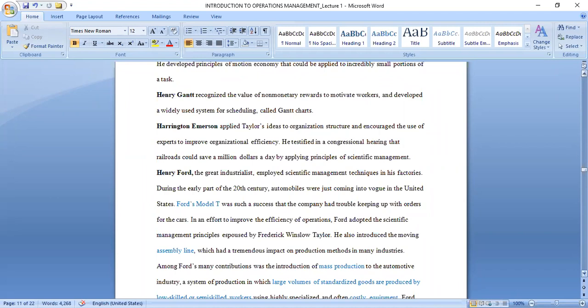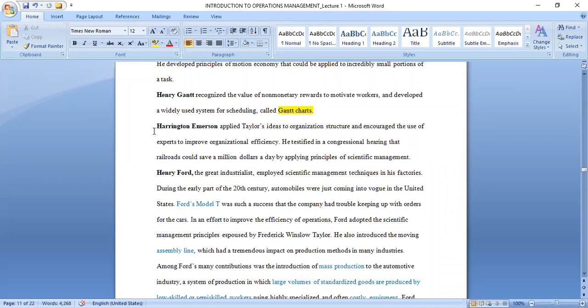actually recognized the use of non-monetary rewards to motivate workers. He talked about the use of non-monetary incentives to motivate workers, and he also introduced what we call the Gantt chart, which is a system of scheduling. It is a system of, I should say, timetabling. A Gantt chart is a format of timetabling that is widely used around the world. So all these were pioneers under the scientific management era.